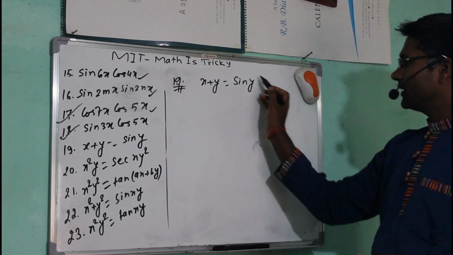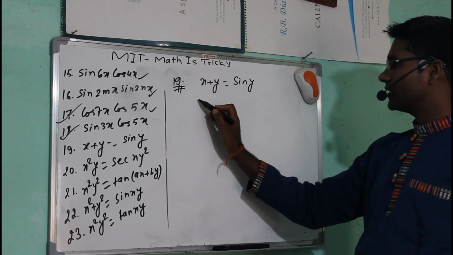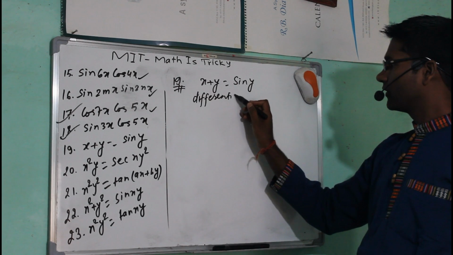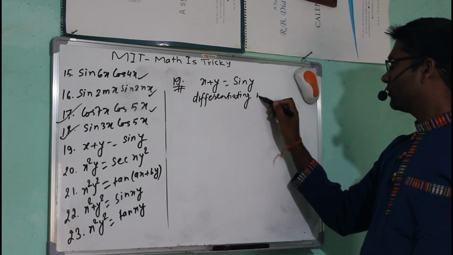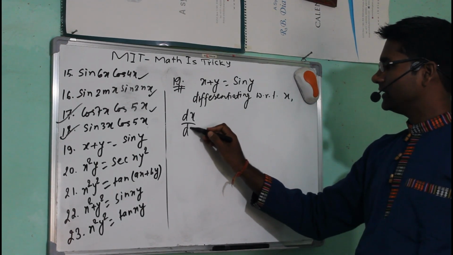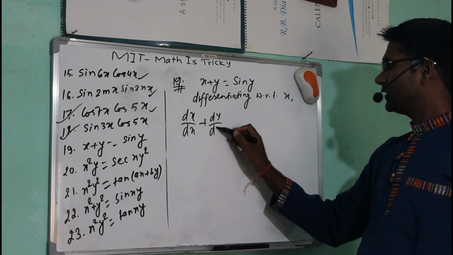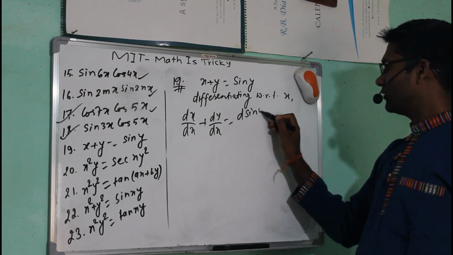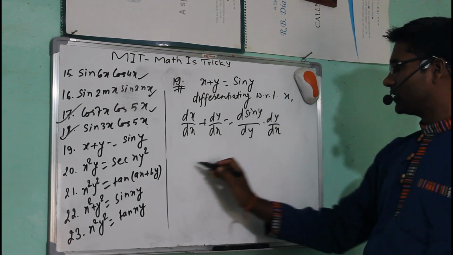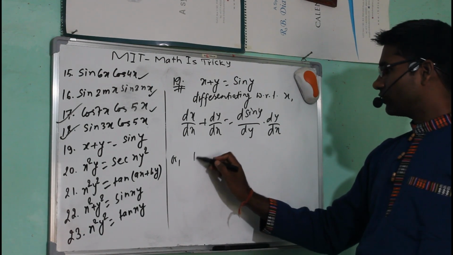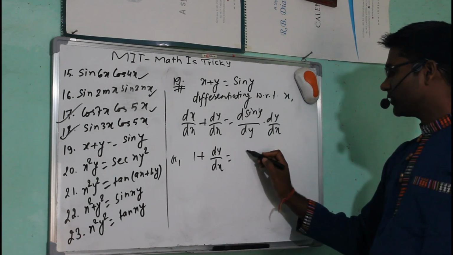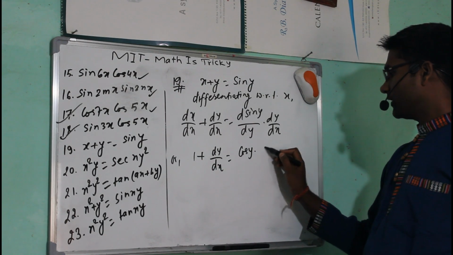For this type of problem, this is implicit form. In this case, we'll differentiate both sides with respect to x. So differentiating with respect to x, we get dx by dx plus dy by dx equals d sine y by dy into dy by dx. I have used the chain rule on the right hand side so that we can differentiate easily. So 1 plus dy by dx equals the derivative of sine y, which is cos y, times dy by dx.